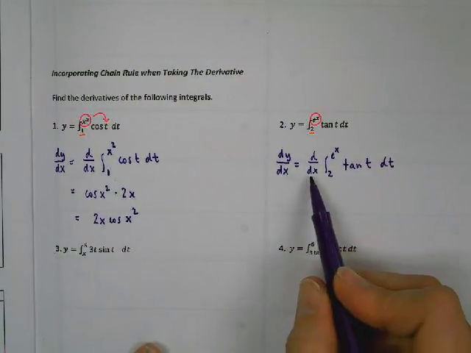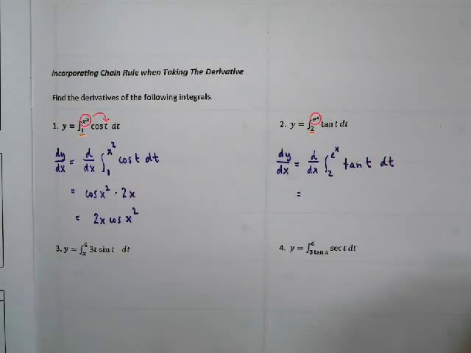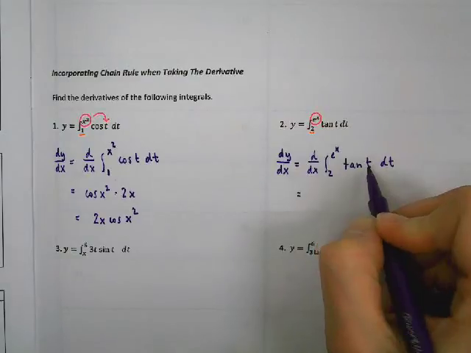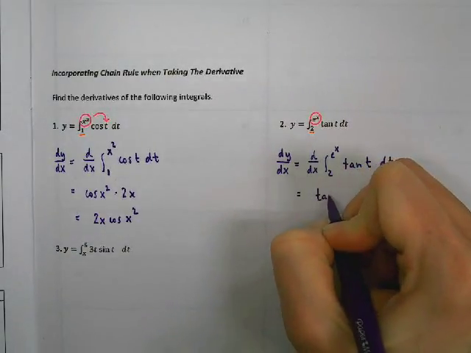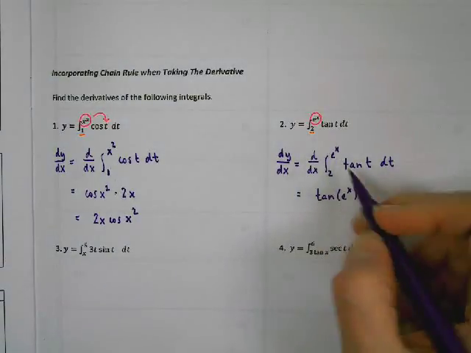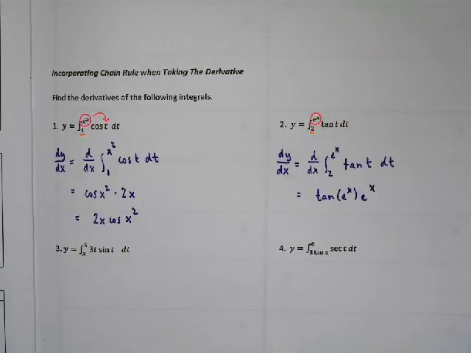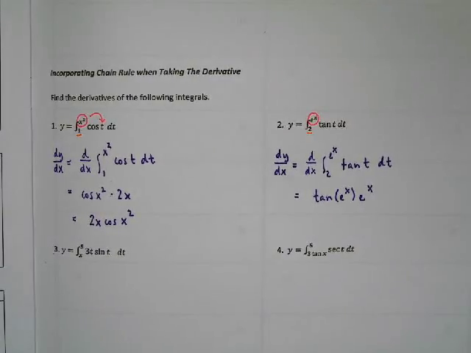So now I'm taking the derivative of my integral. That's going to allow me here to use the fundamental theorem. So my e to the x goes in for t, so I have tangent of e to the x. And then I multiply by the derivative of e to the x, which is just e to the x. And then we're done.